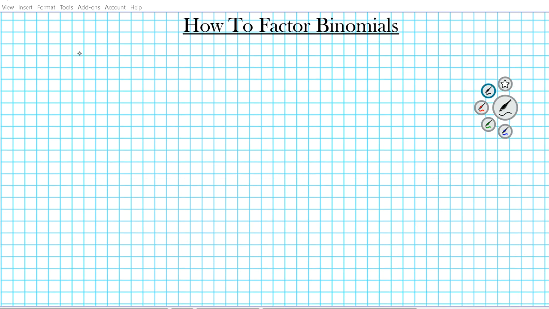Alright, so the instructions for the problems that we're going to be working on are as follows. We have to factor the following completely.